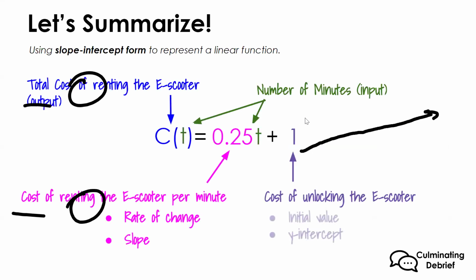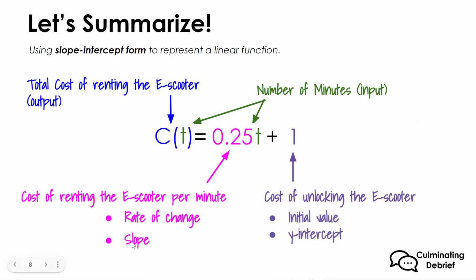And we've already talked about this, but just in case, the rate of change or the slope is 0.25, and 1 was our initial value, also known as the y-intercept. Okay? Remember how we talked about last week interpreting what it means? If I said C of t, I would ask you for the total cost of renting the e-scooter. That's what you would write out. If I said, hey, interpret what C of t means, the total cost of renting the e-scooter at t minutes.